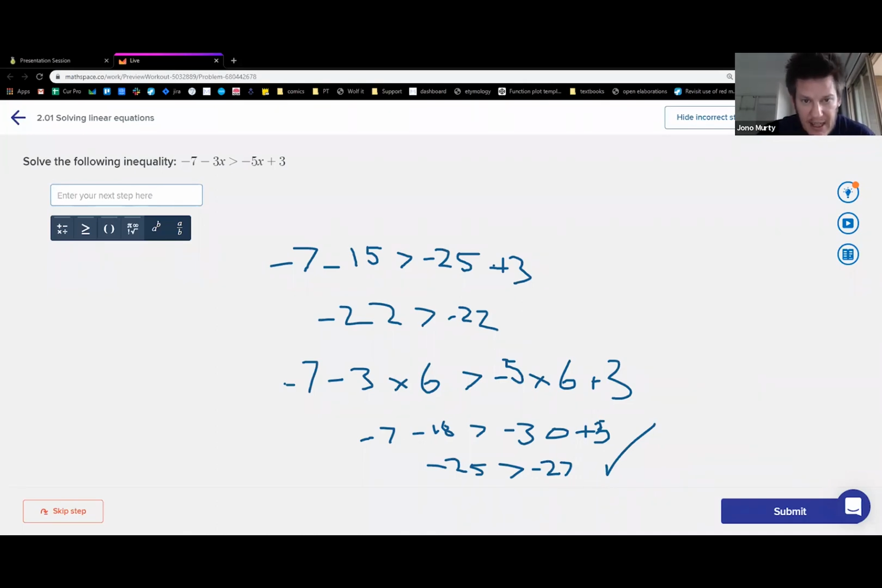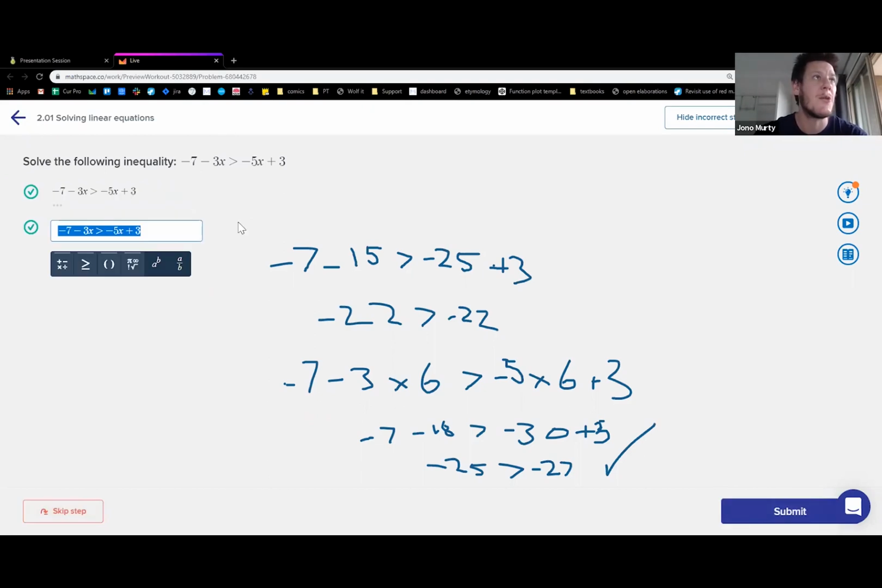So x greater than 5, looks like most of you have that solution. One person has x greater than 10. Any value greater than 10 will be correct, but there are values less than 10 that would also be correct. So let's just -3x greater than -5x plus 3. That's exactly what the question is, so good thing that is correct.